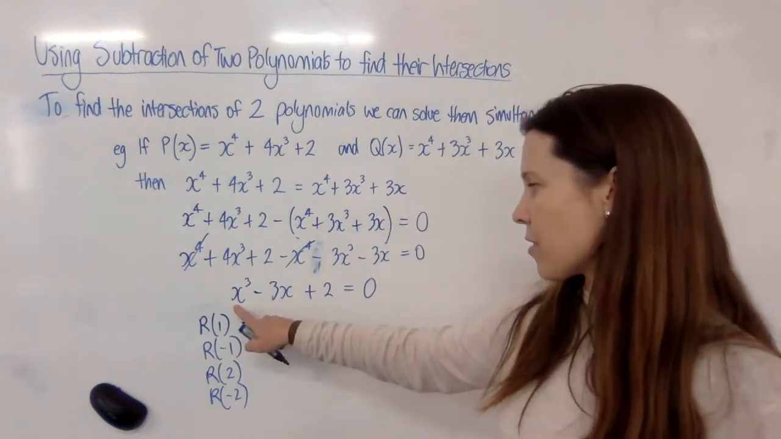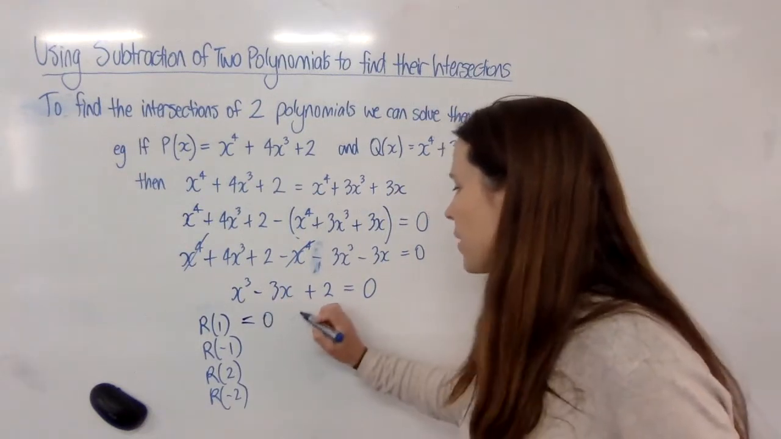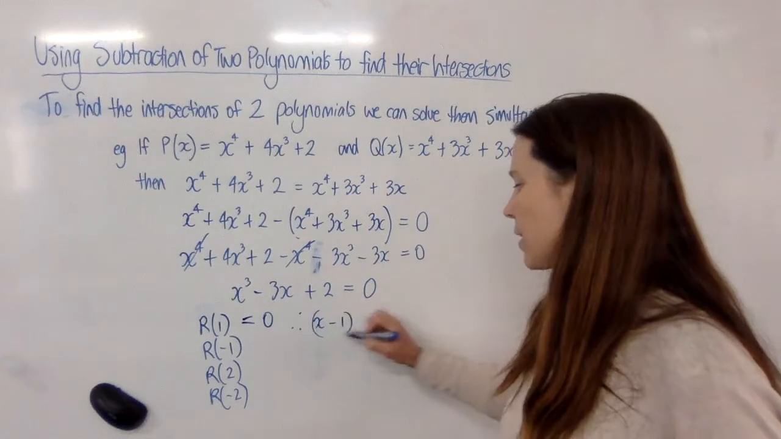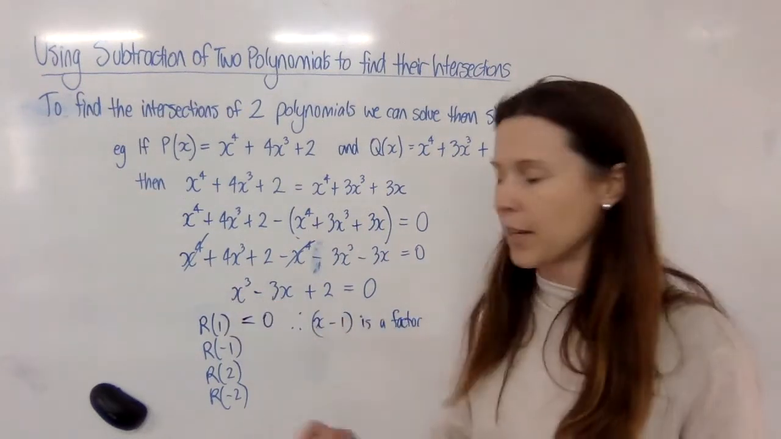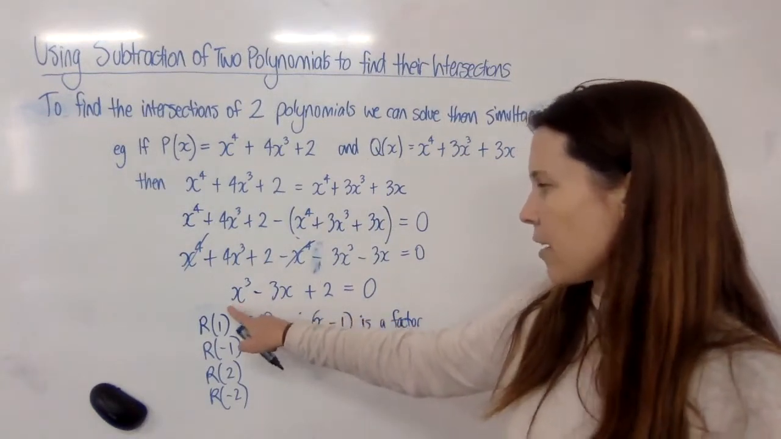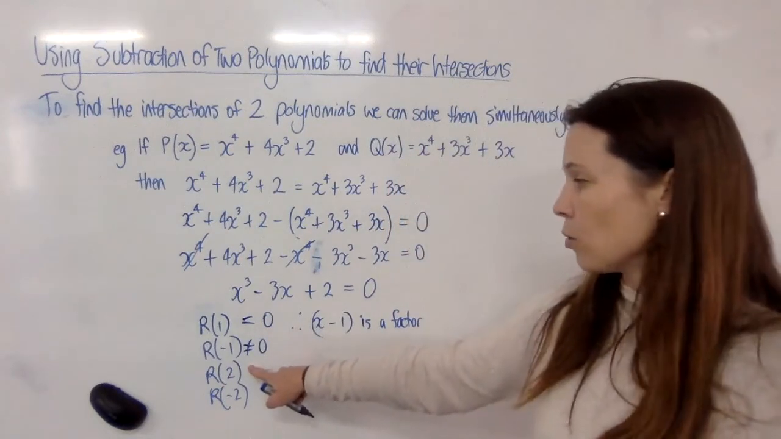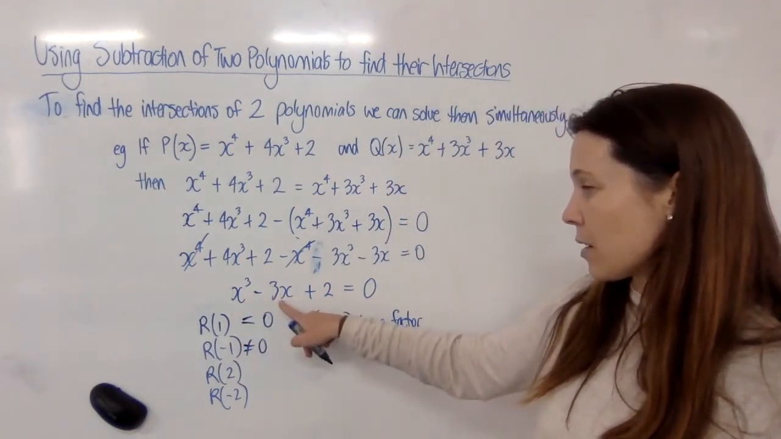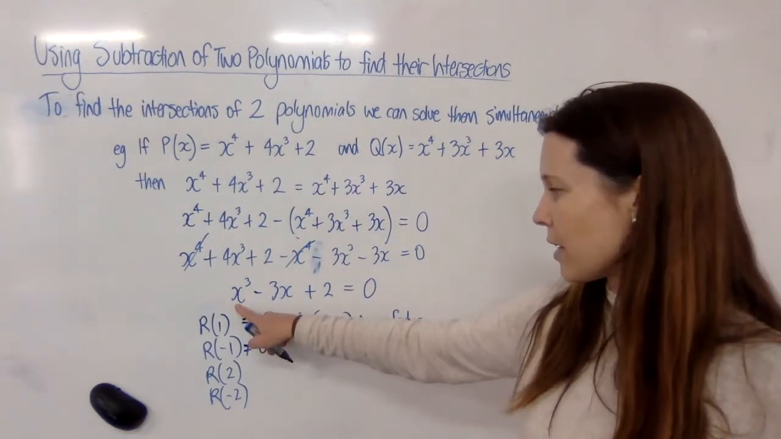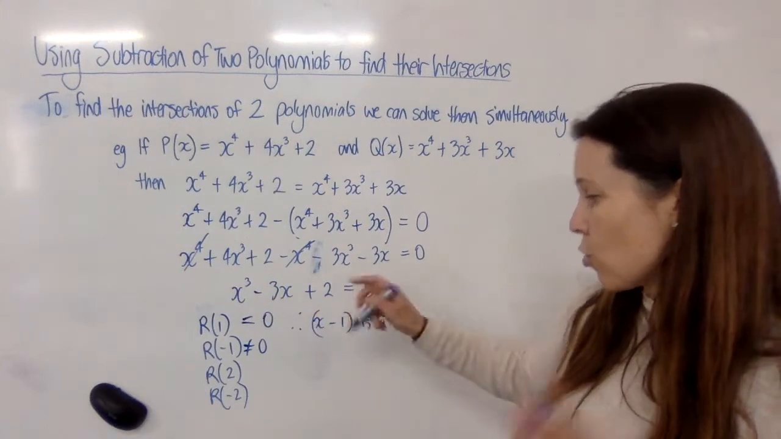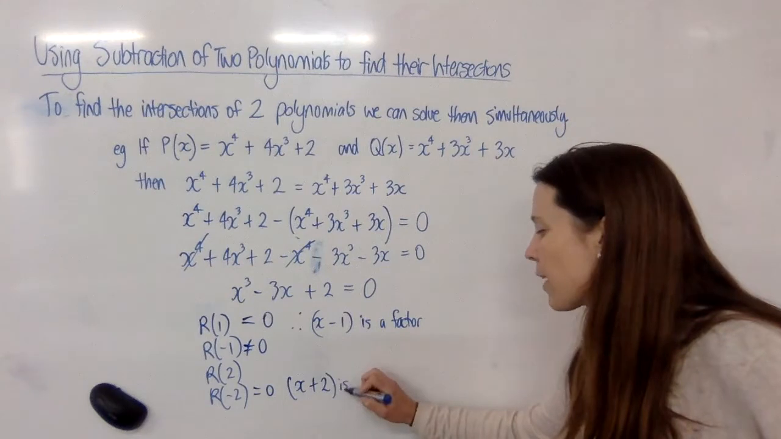Trying 1 in here for x, I've got 1 minus 3, that's -2, plus 2, that does equal 0. Therefore, I can see that x minus 1 is a factor of this new polynomial, which we're calling R of x. Testing -1, I'd have -1 plus 3 plus 2, that's not going to equal 0. Trying 2, I'm going to get 8, minus 6, that's 2, plus 2, that doesn't work. R of -2, we'll have -8, plus 6, plus 2, that will work. So I can see here that x plus 2 is also a factor.